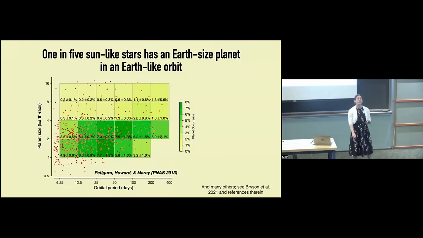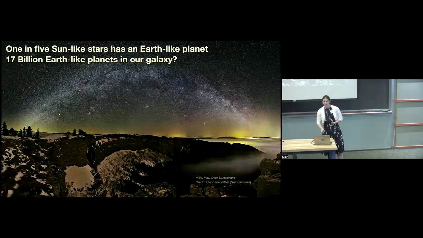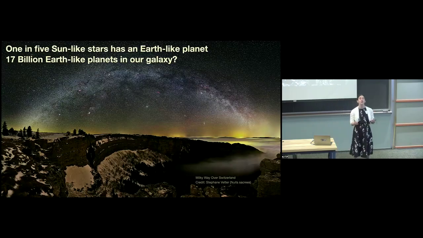This was a really profound result. And it has held up over time. There are a lot of other studies that have reproduced this result within a factor of 2. For a review of those results, you can see Bryson et al. 2021 and references therein. So the takeaway is that approximately 1 in 5 sun-like stars has an Earth-like planet. And if we do some basic math, we get that there are 17 billion Earth-like planets in our galaxy. It's a lot of Earths.